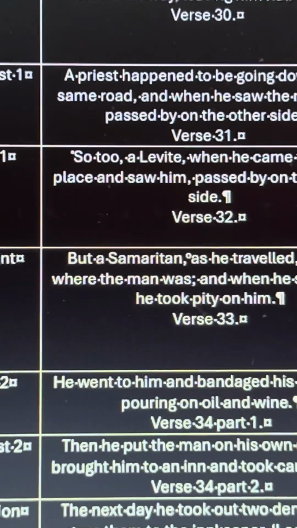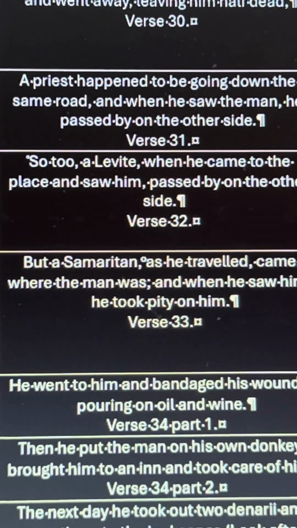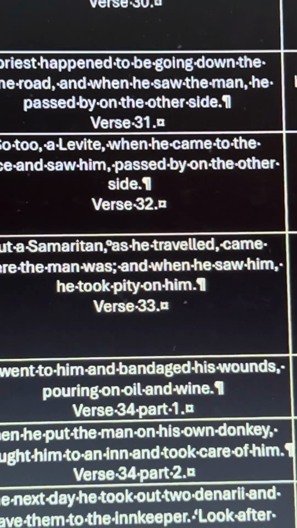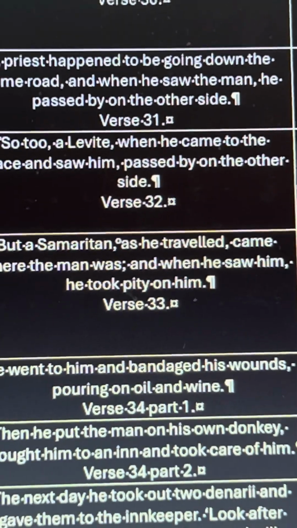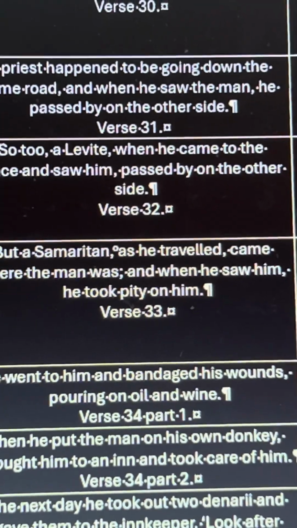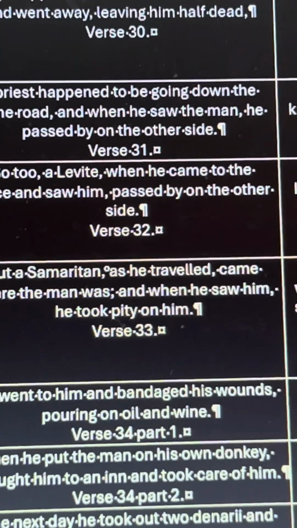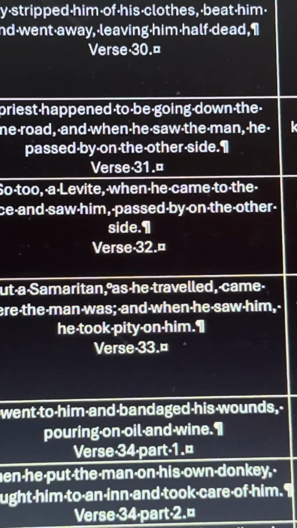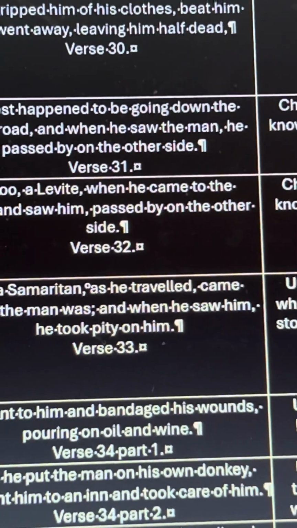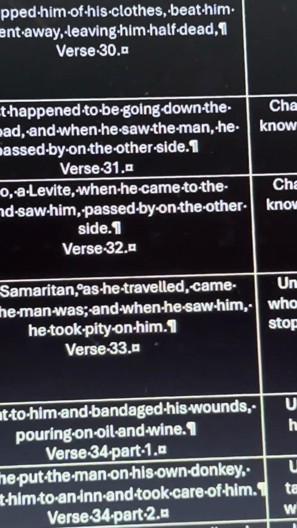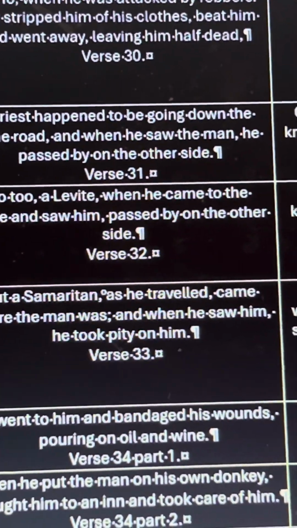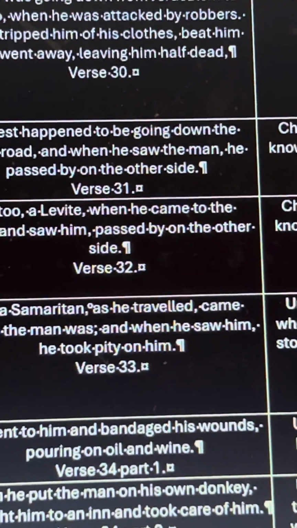Midpoint. But a Samaritan, as he travelled, came where the man was, and when he saw him, he took pity on him. Verse 33. A Samaritan. They were looked down on. He wasn't a Jew. He was a Samaritan. The Samaritans worshipped God, but they weren't Jews. They were looked down on by the Jews.